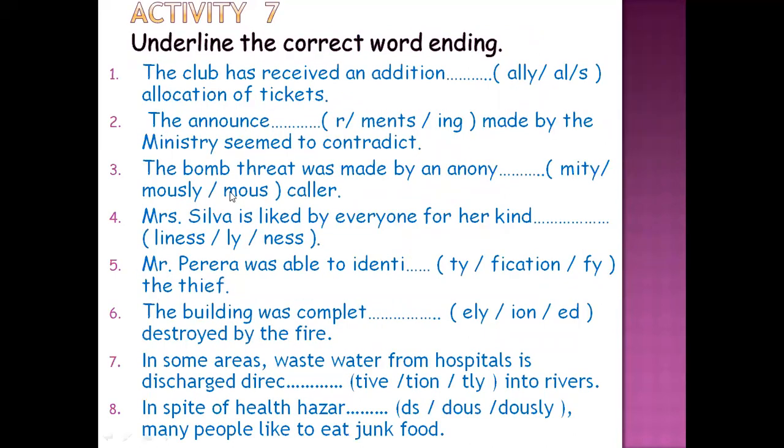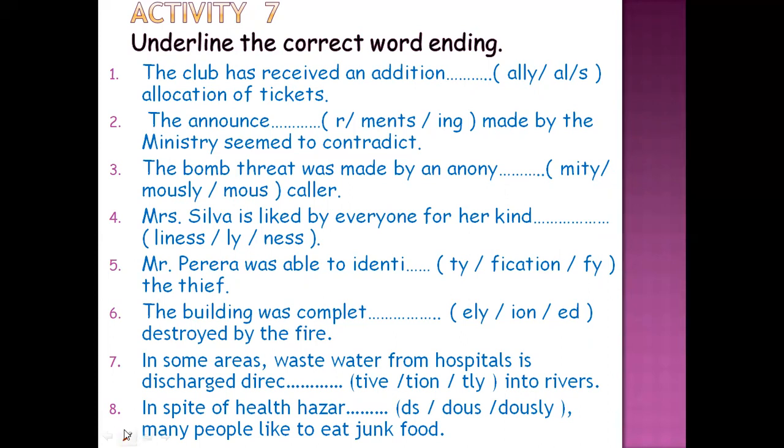Yes, next one. Underline the correct word ending. Children, this is going to be a little bit tricky, but try to find the correct ending for these sentences. The given word. First one. The club has received an addition. Now here you have provided 3 answers. So you have to select which one is the correct one. So the first sentence is: the club has received an additional allocation, or additional allocation, or additions allocation. What could be the correct answer?